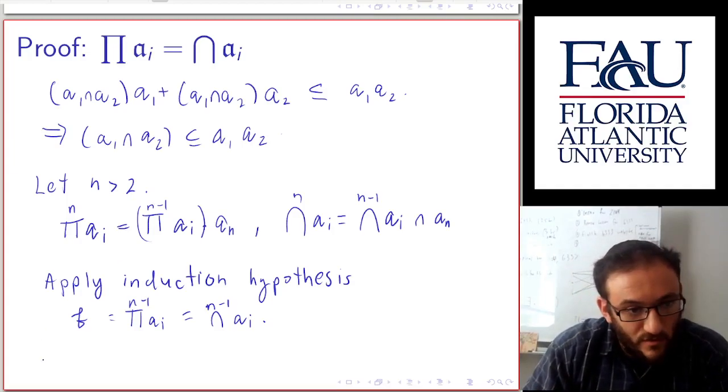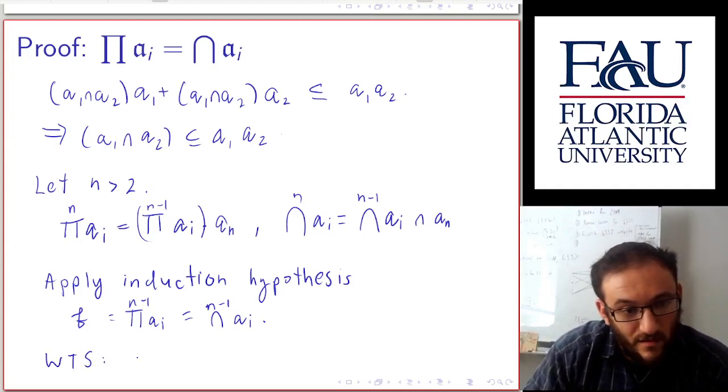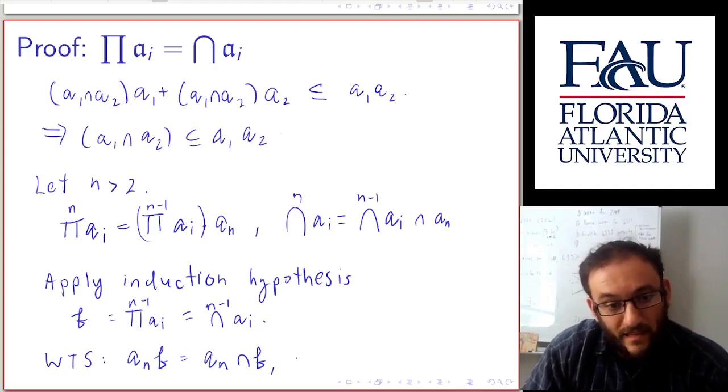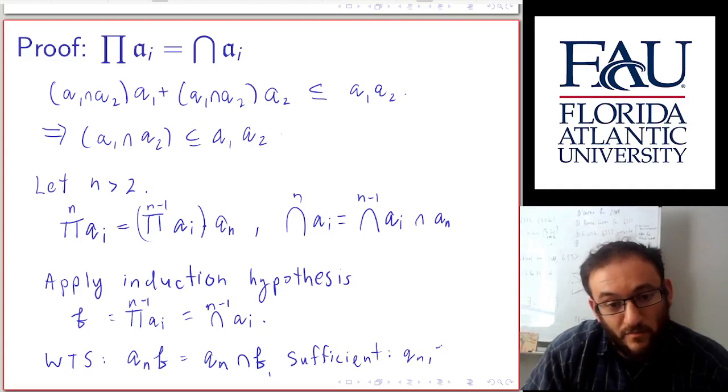So we just want to show that An B is equal to An intersect B, and so it's sufficient to show that they're coprime. An and B are coprime.